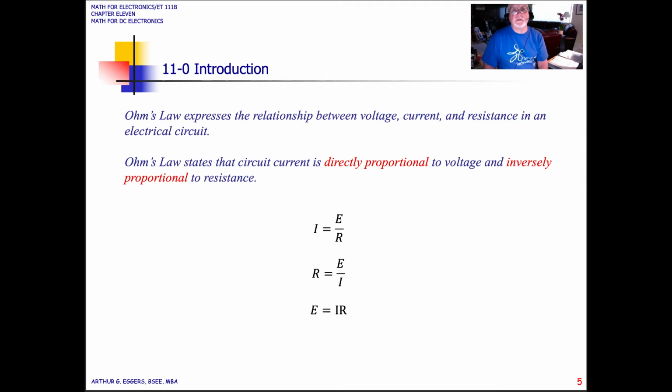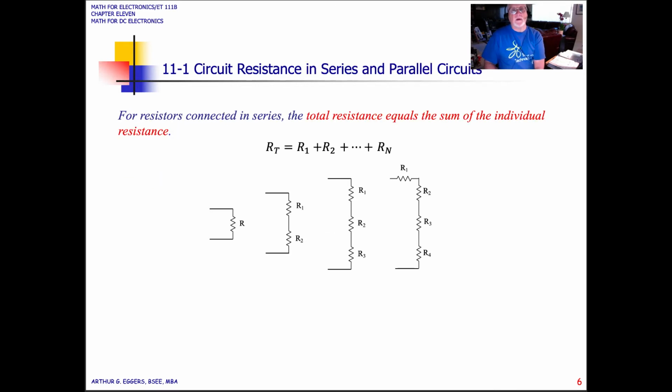Ohm's law expresses the relationship between voltage, current, and resistance in an electrical circuit. And as we can see, depending on which configuration of Ohm's law we use, depending on what we're solving for, current, resistance, or voltage, we have values that are either directly proportional or inversely proportional. In the first one, we see that current and voltage are proportional directly, where resistance is inversely proportional.